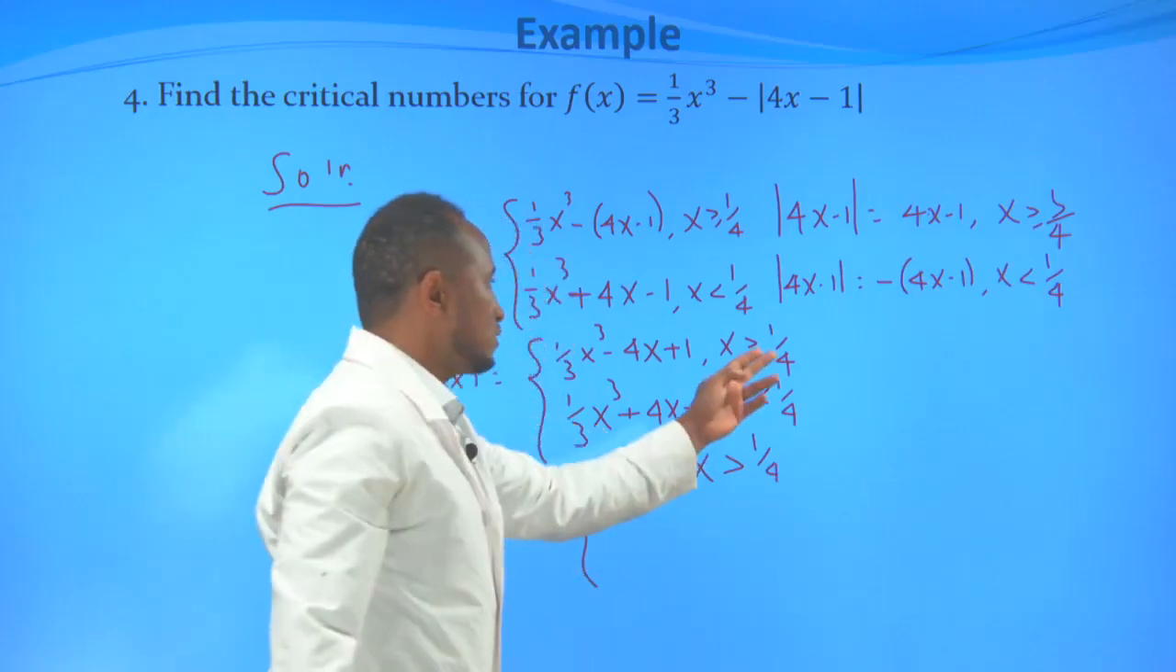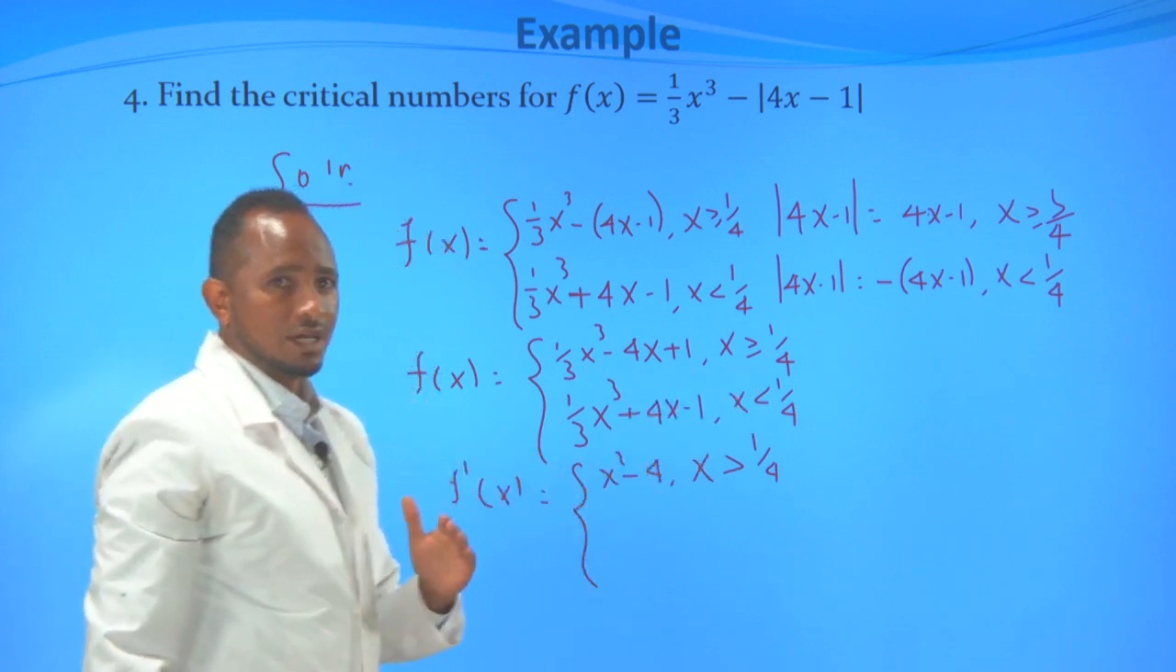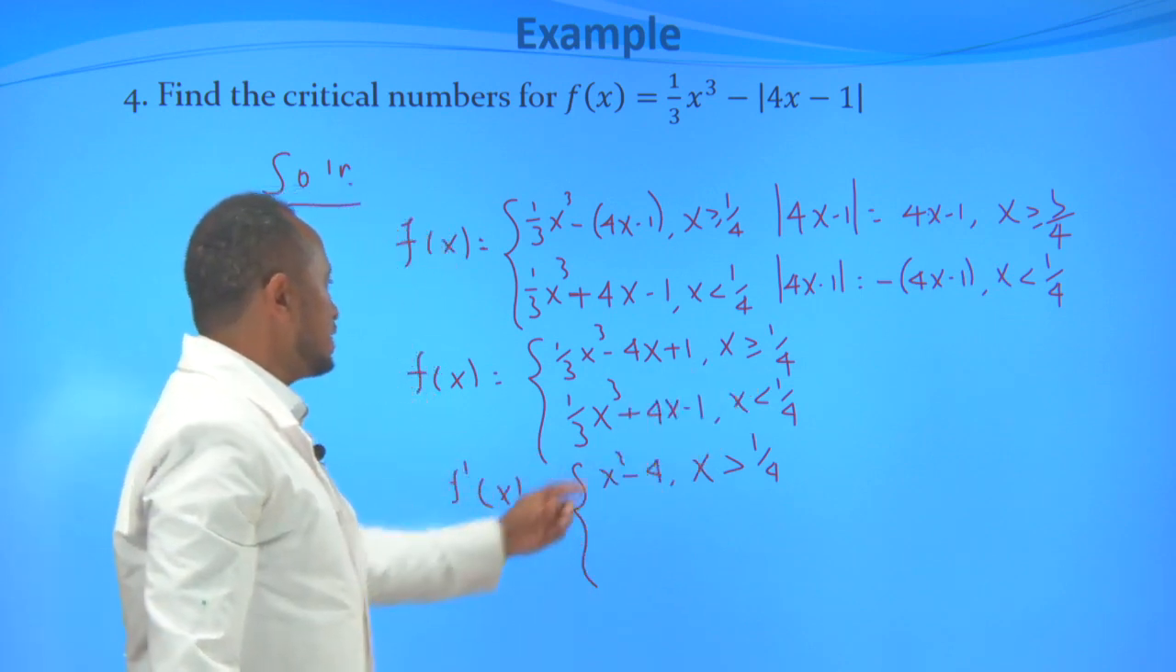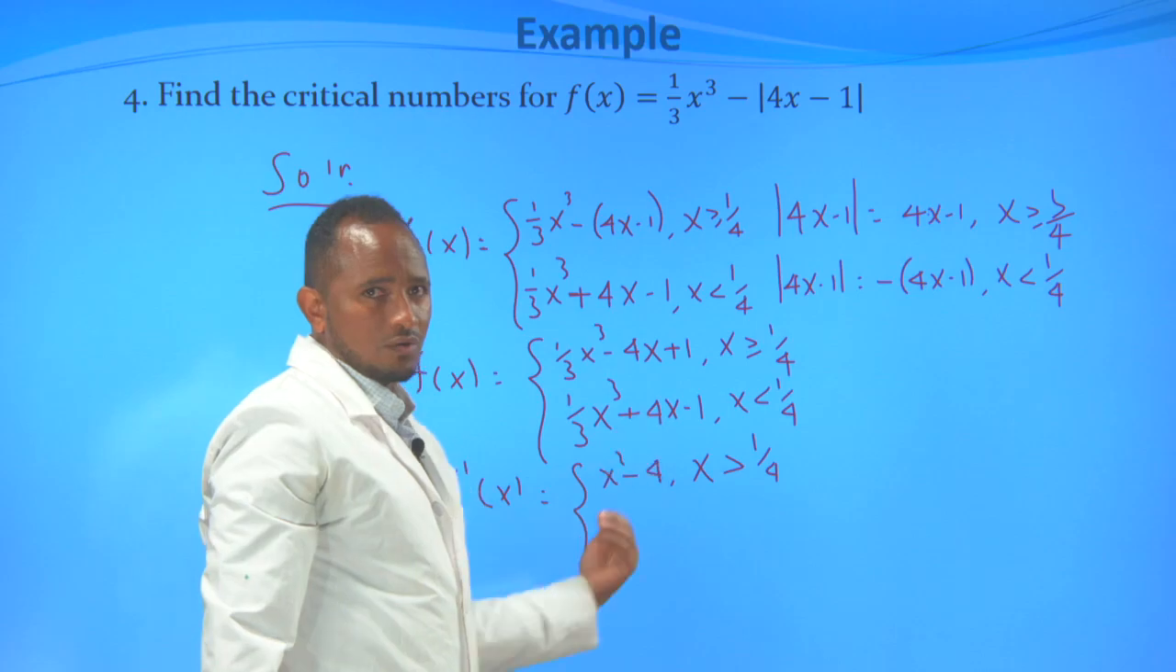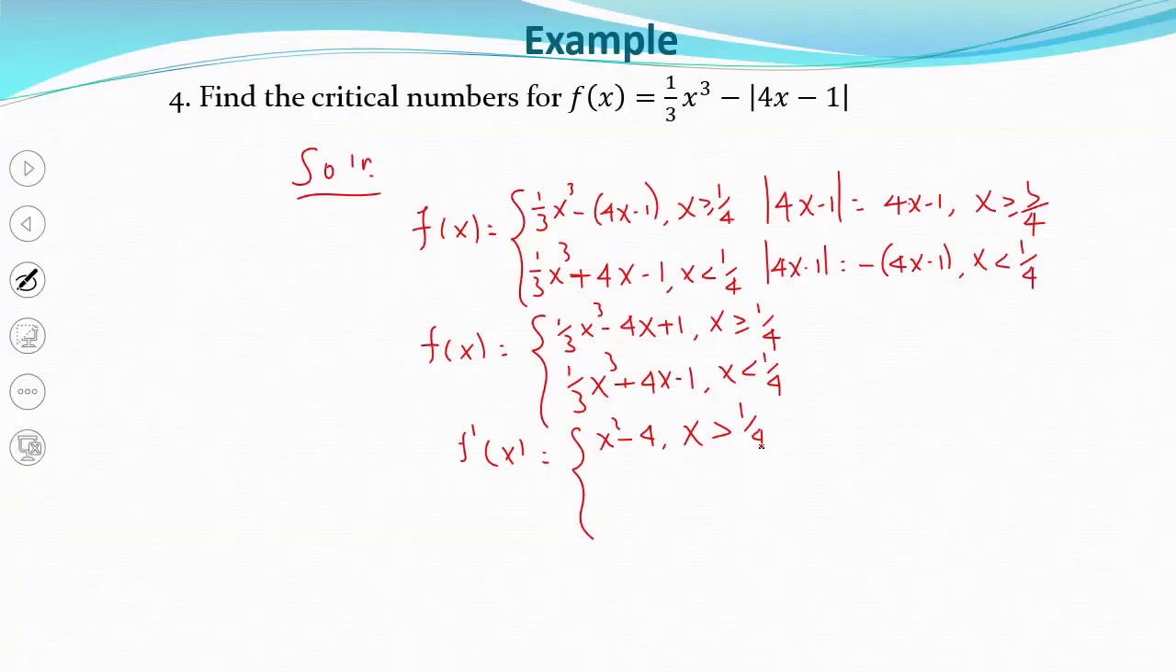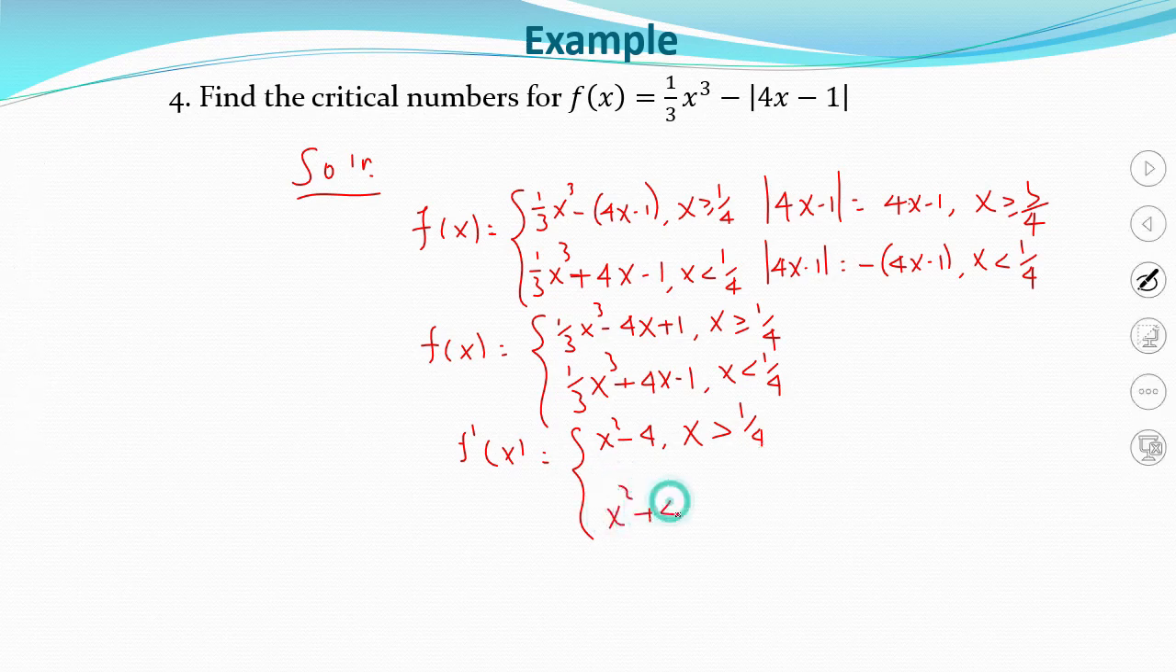We are not sure about 1 over 4. We have to check the right side and the left side. So let's find it for x less than 1 over 4 too. The derivative for x less than 1 over 4 will be x squared plus 4 for x less than 1 over 4.